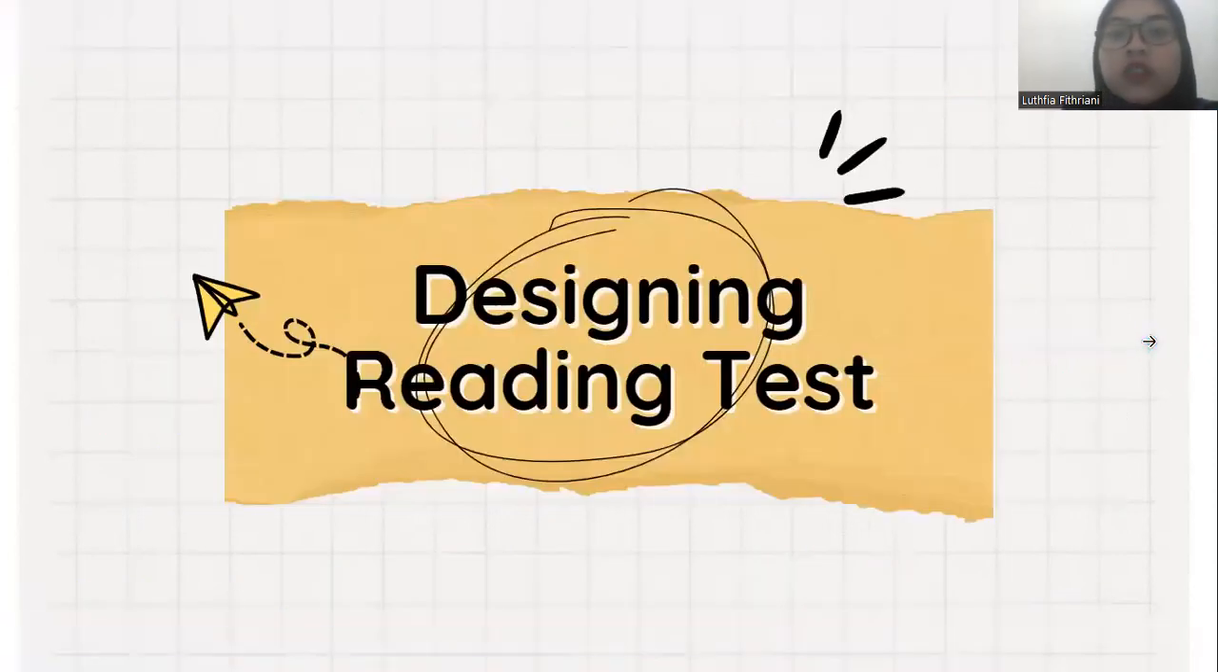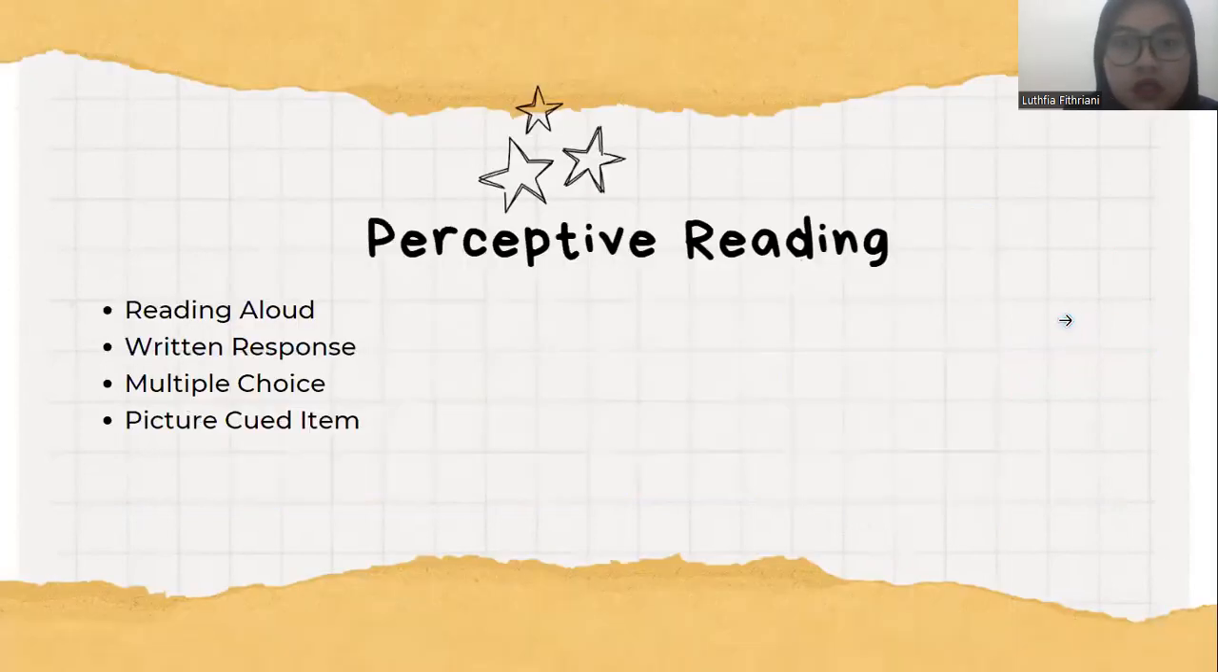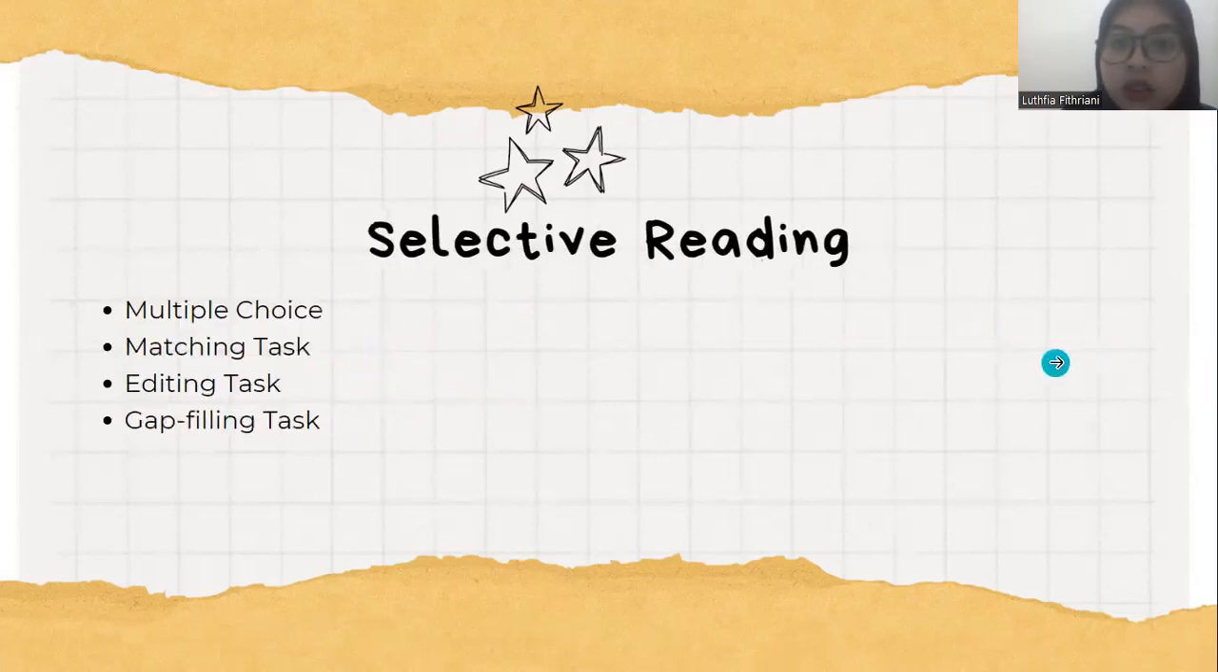Now we will move to designing reading tests. The first is perceptive reading. There are some types of assessment that the teacher can use to test the students' perceptive reading. Those include reading aloud, written response, multiple choice, and picture-cued items. For selective reading, the teacher can use multiple choice, matching tasks, editing tasks, and gap filling tasks.